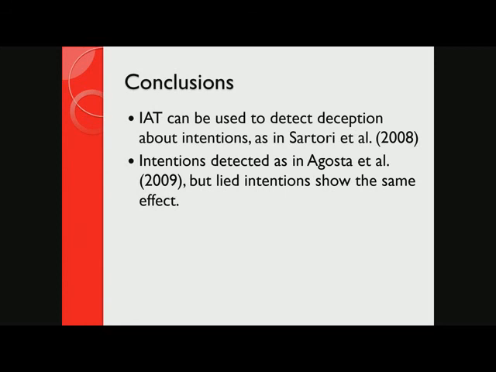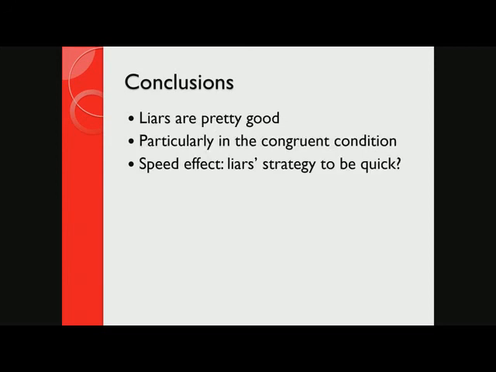So, a conclusion. The IAT does distinguish between truth tellers and liars, although not anywhere near as well as Sartori and Ali found it. My effects are much smaller than his. And also we find that intentions can be detected the way Sartori and Ali said they could be. But our liars also show the same effect. So both truth tellers and liars are faster in a congruent condition. So when Sartori and Ali say we detect intentions, I'm like, well, yeah, but you also pick up the false ones. So that's a bit of a problem.